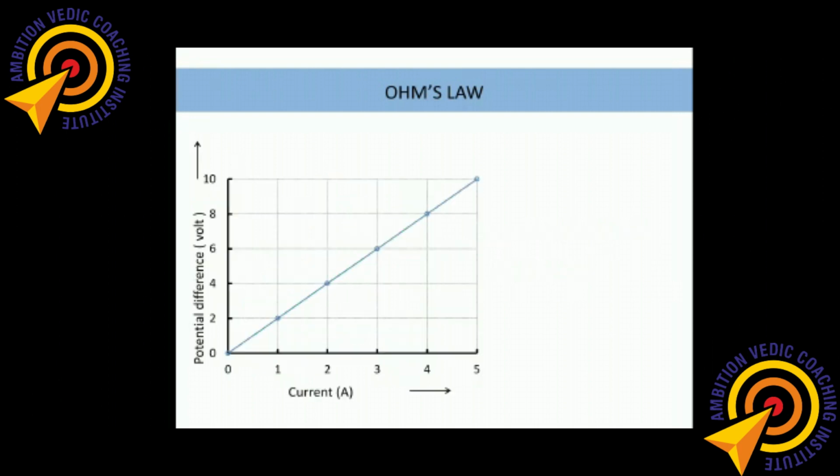Now we have this graph. Now we'll see how to calculate the resistance of a wire from the values of potential difference and current in accordance with Ohm's law. If we want to calculate the resistance of the wire, first we check whether the graph is a straight line. It is a straight line which is also passing through the origin. That means V, potential difference, is directly proportional to I. You can see it from the figure also.